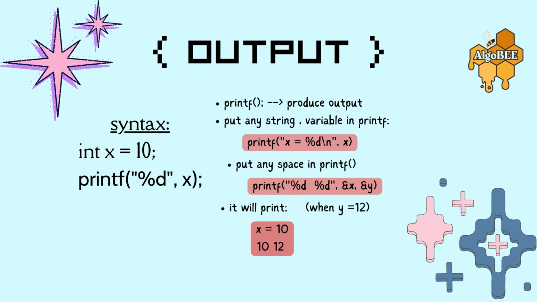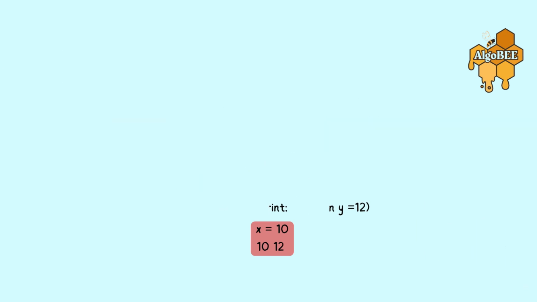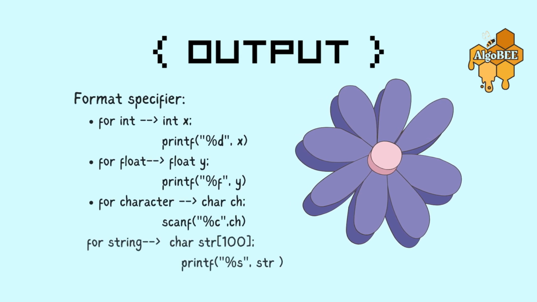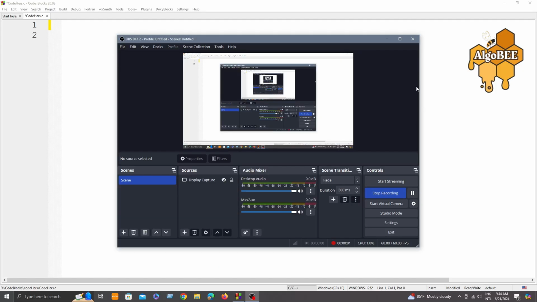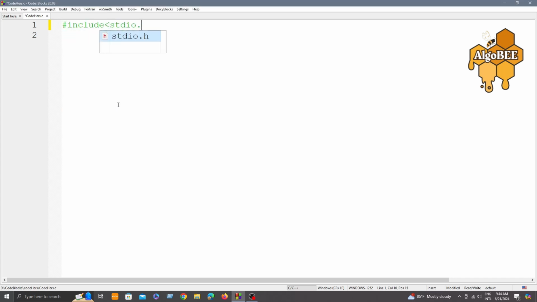Our next topic is output. So basically, we use the printf function to print the output on the console. You can do everything that was restricted in the scanf function. You can leave strings and spaces in the quotation. Here are the format specifiers. Now let's see some code snippets.